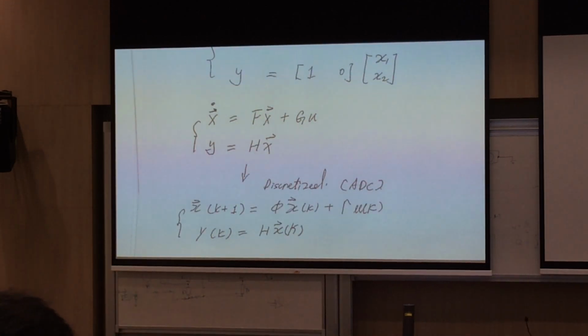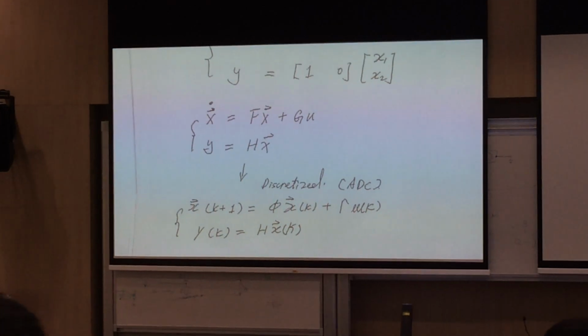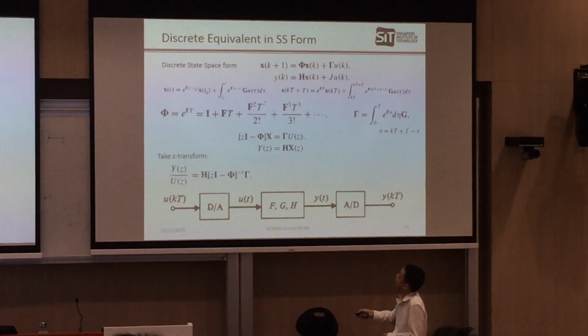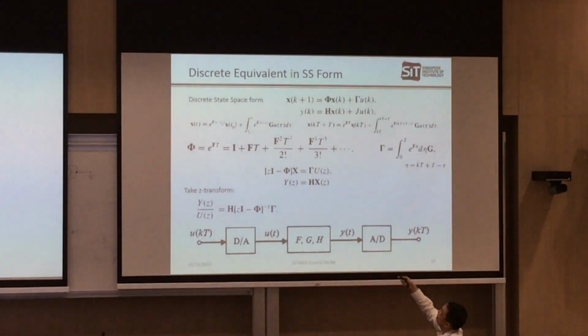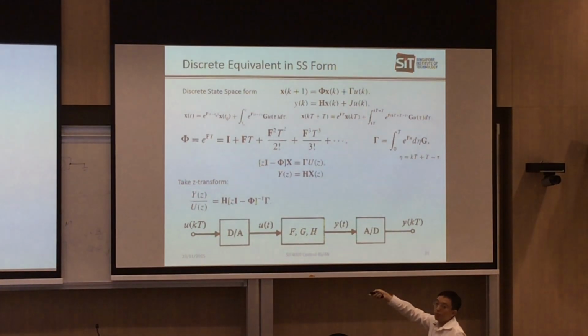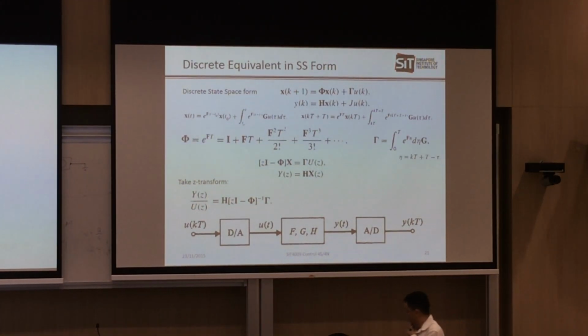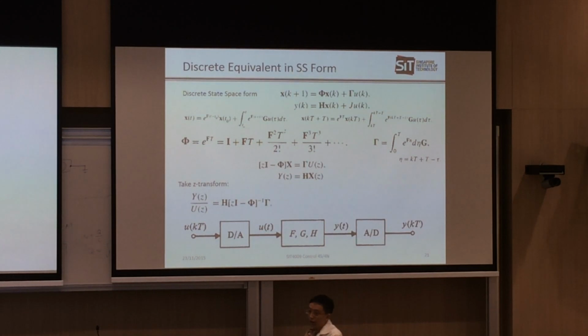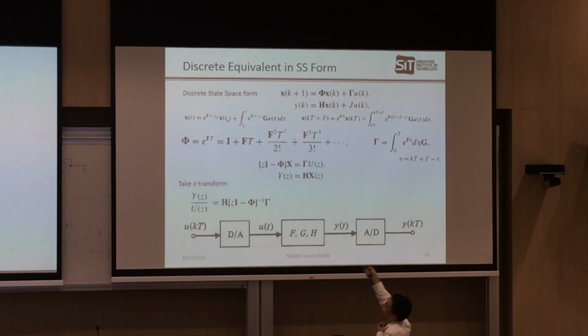One approach we can do to get a discrete state space function is to do the conversion from the FGH. Because basically, for you to define a state space function, you need to have your FGH. You need to have all those coefficient matrices, right? So these are the formulas.